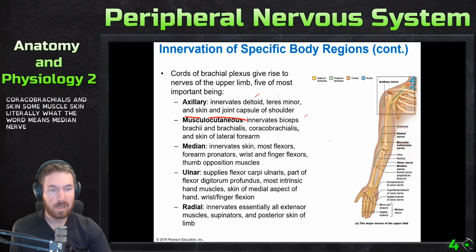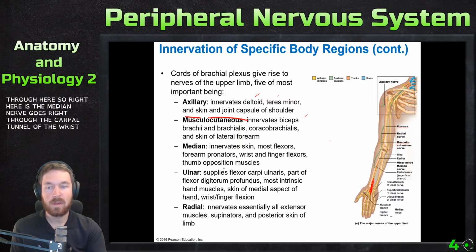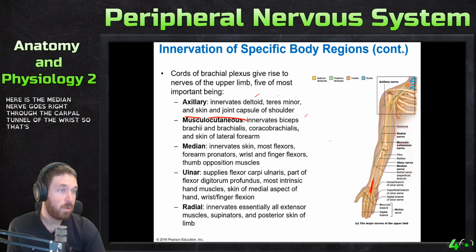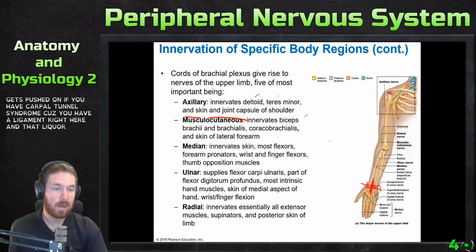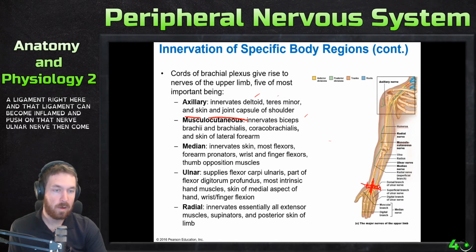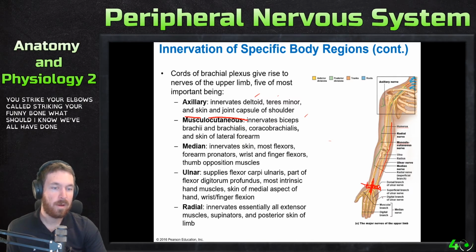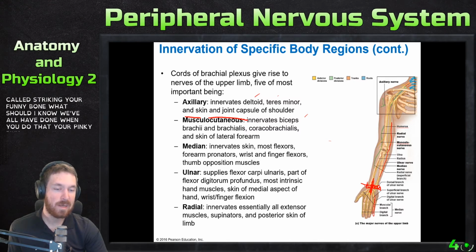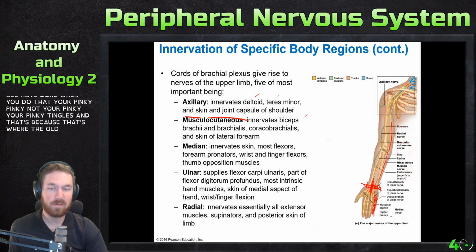Median nerve. So the median nerve is going down right through here. It goes right through the carpal tunnel of the wrist. That's the nerve that gets pushed on if you have carpal tunnel syndrome, because you have a ligament right here, and that ligament can become inflamed and push on that nerve. The ulnar nerve comes right along the ulna, up through here. If you strike your elbow, it's called striking your funny bone, which I know we've all done. When you do that, your pinky tingles, and that's because that's where the ulnar nerve goes.